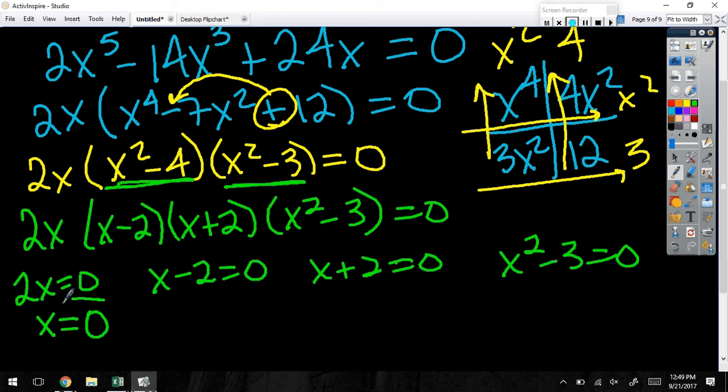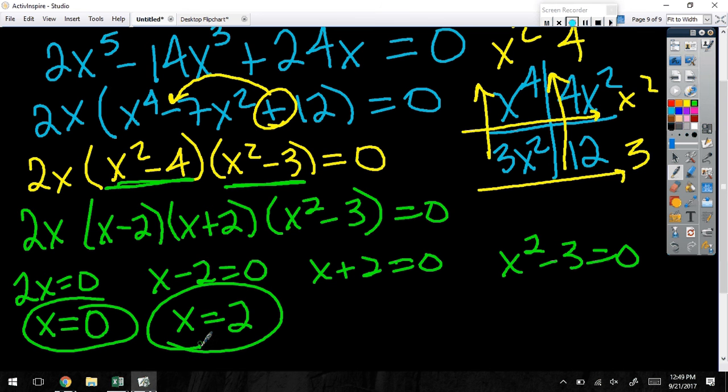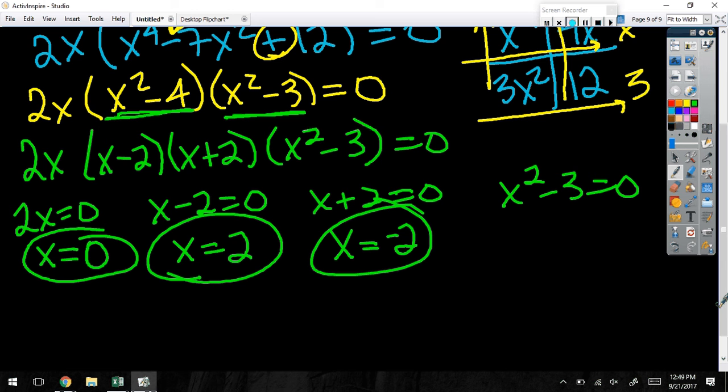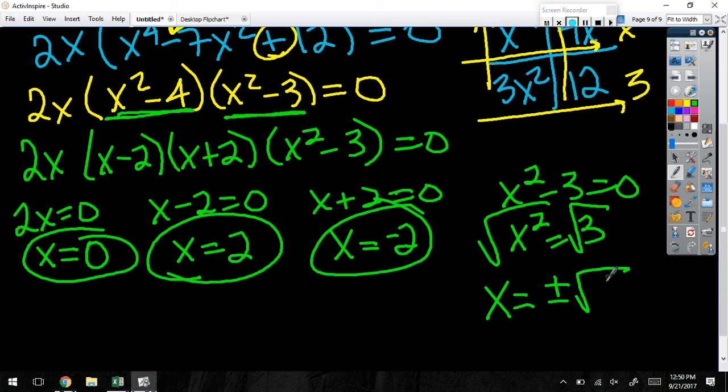0. Second one? Positive 2. Third one? Negative 2. The fourth one: move over the 3, and then you're going to have to take the square root. It's just going to be plus or minus the square root of 3. That gives me 2 solutions. How many solutions do I have for this problem? 5.